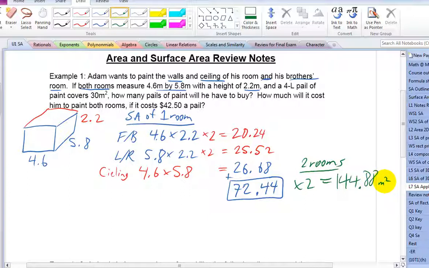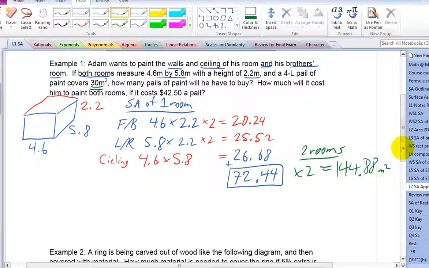Now the paint, one pail covers 30 meters squared. So underline the 4, underline the 30 meters squared. So there's two ways to do this. Put your pens down, please. We can say 30 meters squared is one pail, and that covers, we have 144.88 meters squared to cover, so how many pails do we need? Okay, that's one way of doing this as a ratio.